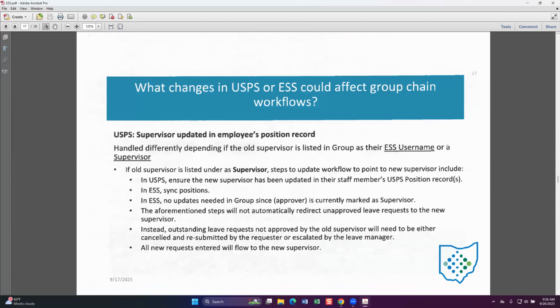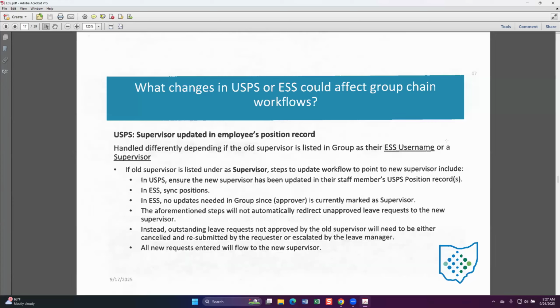But if you use supervisor instead of the ESS name, these are the steps that will be taken. You'll change the supervisor in USPS. You're going to sync the positions. You don't have to go into that group chain and change the name, because remember, it's just a blank name called supervisor. But any unapproved leaves will not be restarted. So what happens instead, the old supervisor is not going to be able to approve them.